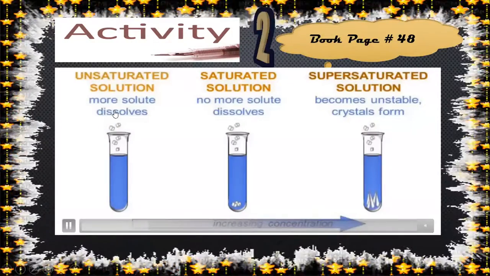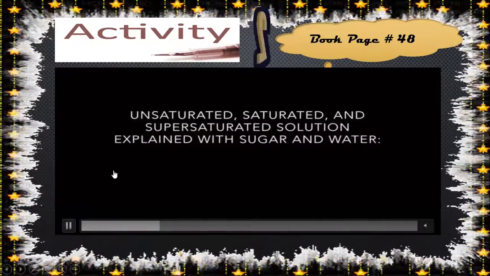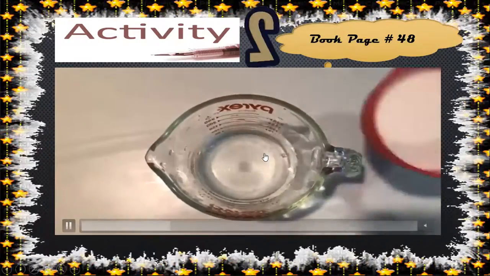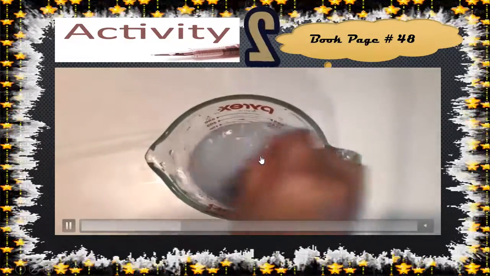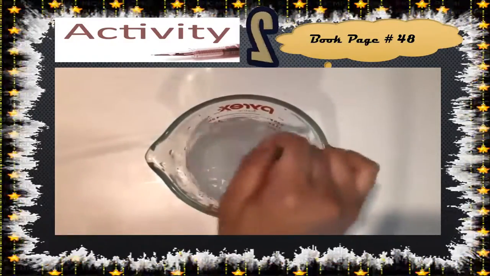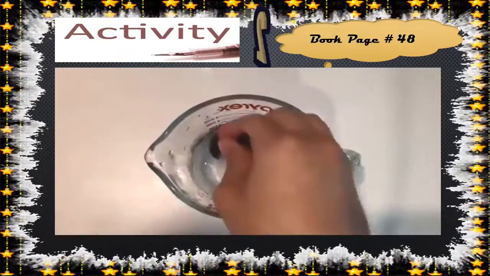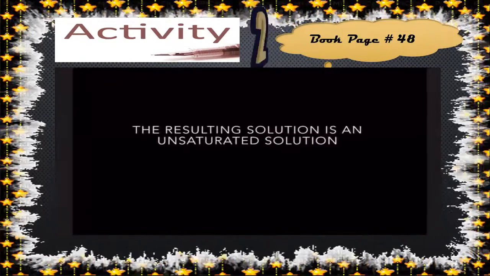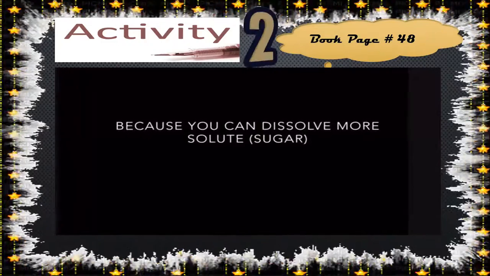So if you are dissolving the solute, meaning we are dissolving this sugar in water, what happens to it? If you add only 1 teaspoon of sugar to a half glass of water, it will dissolve. If you stir, we can see that it is dissolving. But if you keep adding more and more sugar, after some time, it stops dissolving.